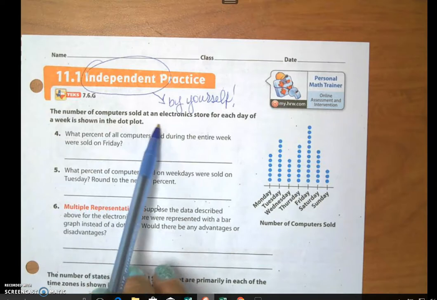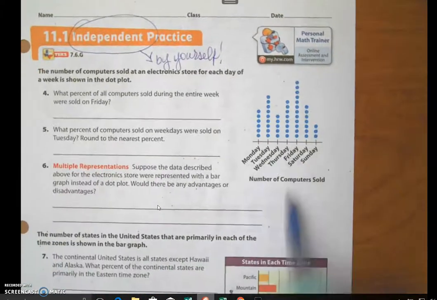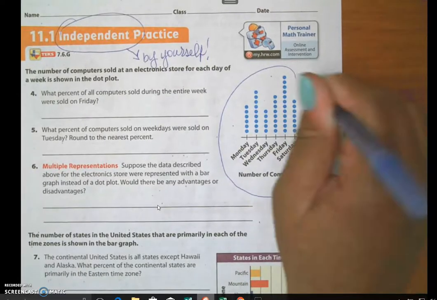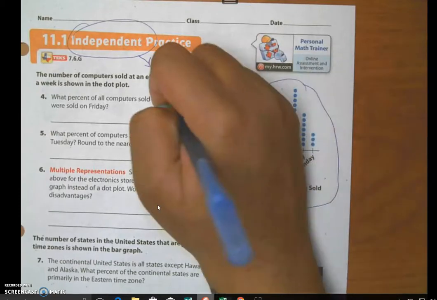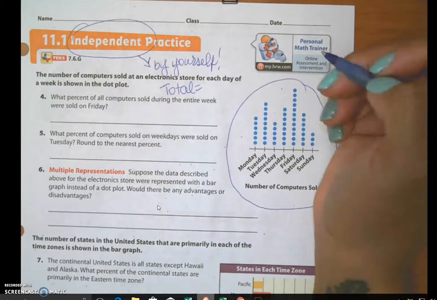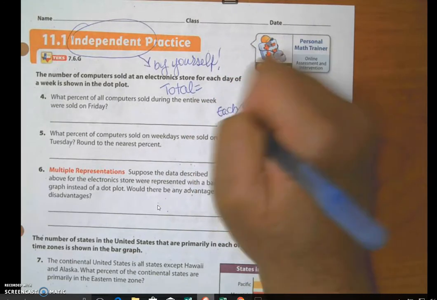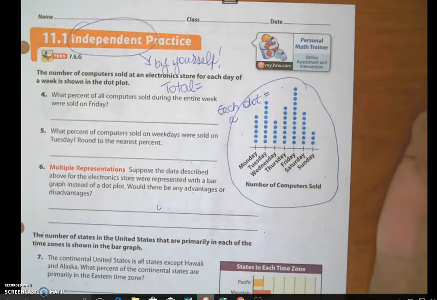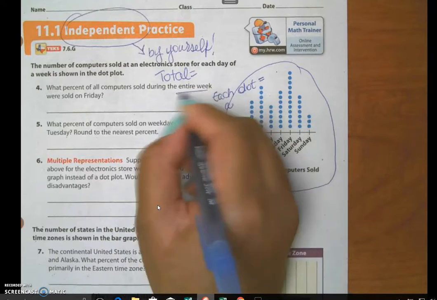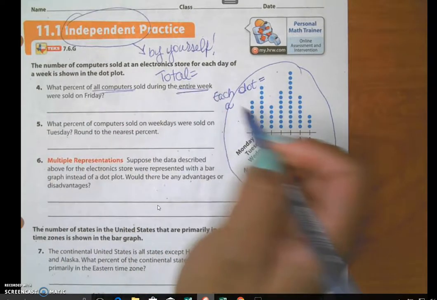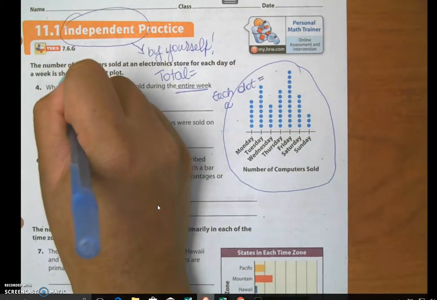The number of computers sold at an electronics store for each day of the week is shown in the dot plot. Whenever we look at the dot plot, we need to determine what each dot is worth and how many there are total. So, total number of dots is some number, and then each dot is a what? So, what percent of all computers sold during the entire week were sold on Friday? So the desired part is Friday.